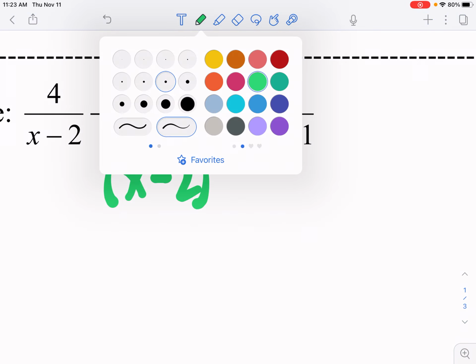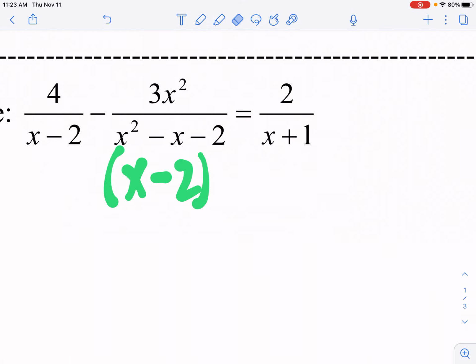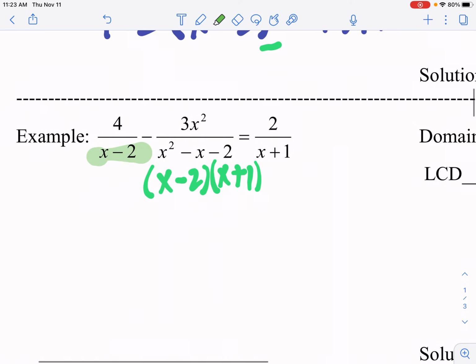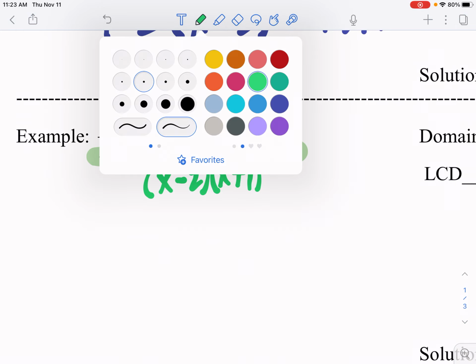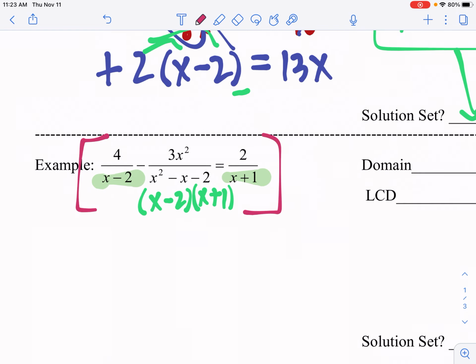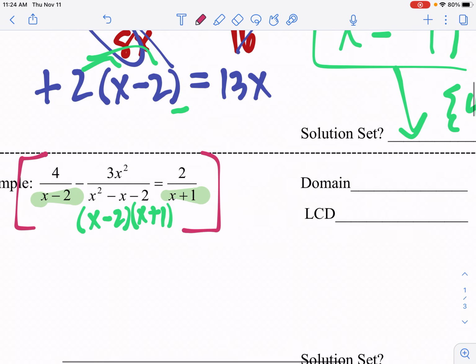I need to make this smaller. So this will factor to be x minus 2 times x plus 1, which, just so you know, are these as well. And a lot of the times when you're doing these, they'll end up being very similar or the same. So I'm looking at my denominator. So I just made this x squared minus x minus 2 equal to x minus 2 times x plus 1 because we factored it.